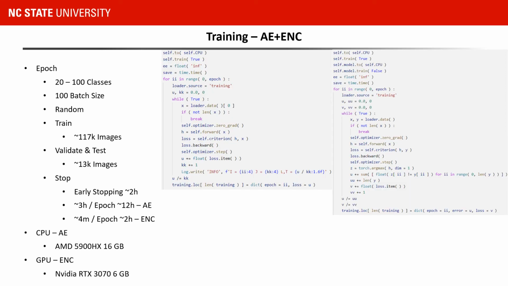Each epoch was trained across a training set with 20 to 100 classes and batch sizes of 100 images, presented in random order and transformation. After each epoch, validation was performed across a validation set. An autoencoder epoch required 3 hours to complete on a laptop with an AMD 5900HX CPU. Models were trained within 12 hours, as model requirements exceeded available GPU memory. An autoencoder classifier epoch required 4 minutes to complete on a laptop with an NVIDIA RTX 3070 GPU, and models were trained within 2 hours.